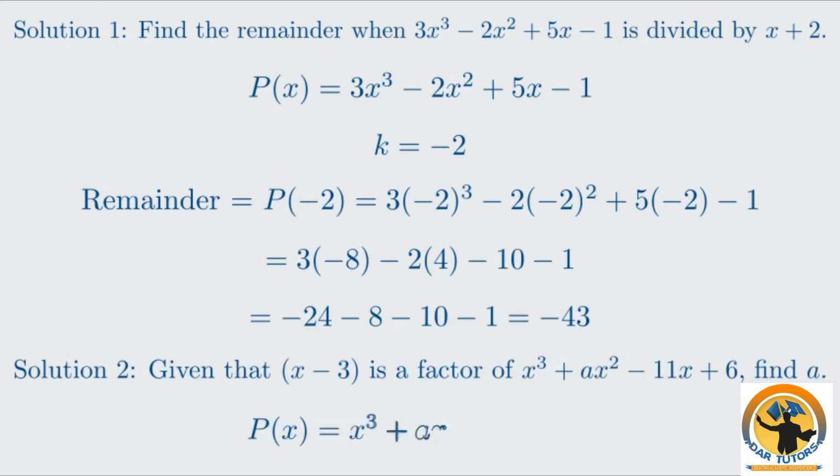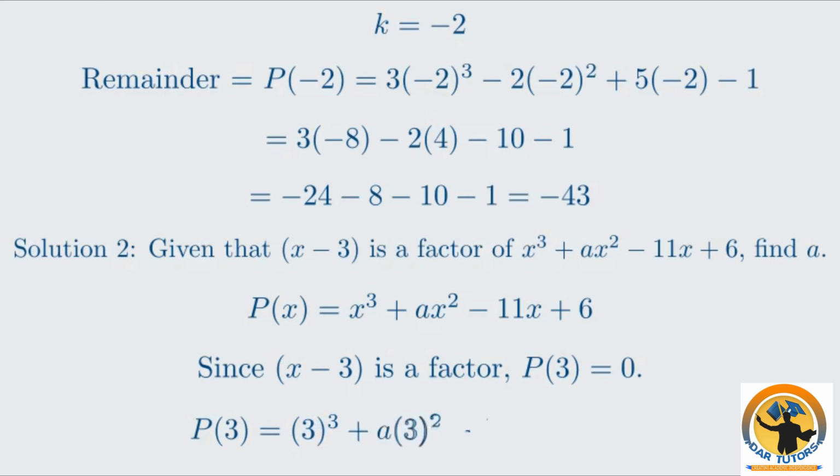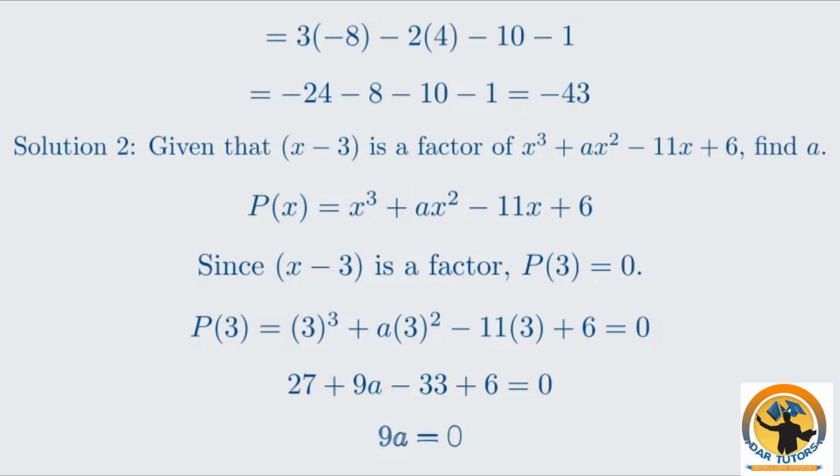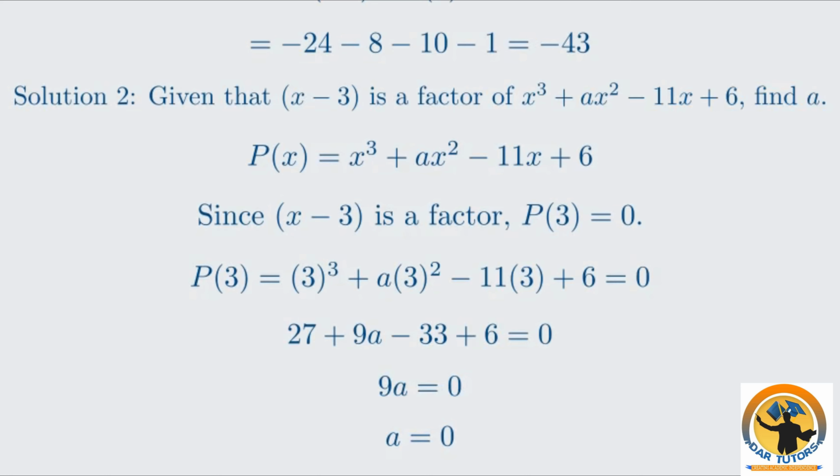For question 2, we use the factor theorem. Since x minus 3 is a factor, p of 3 must be 0. Substituting 3 into the polynomial, we get 3 cubed plus a times 3 squared minus 11 times 3 plus 6 equals 0. This simplifies to 27 plus 9a minus 33 plus 6 equals 0. Combining terms, we get 9a equals 0, so a equals 0.